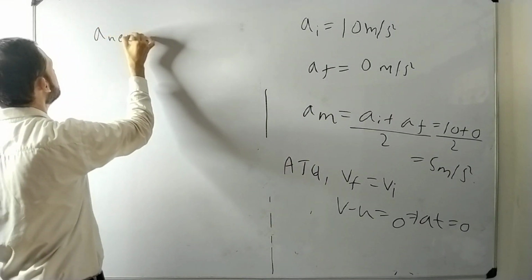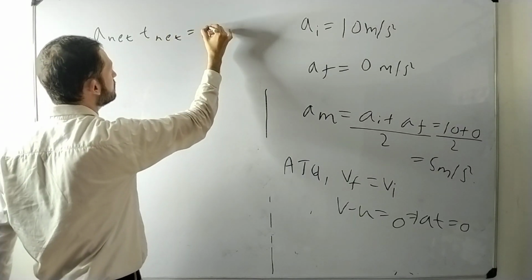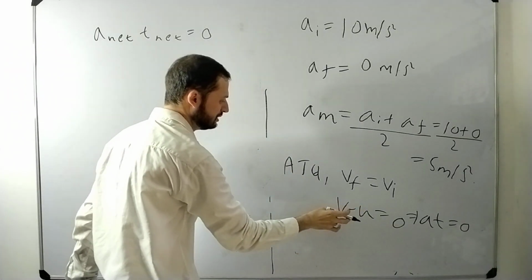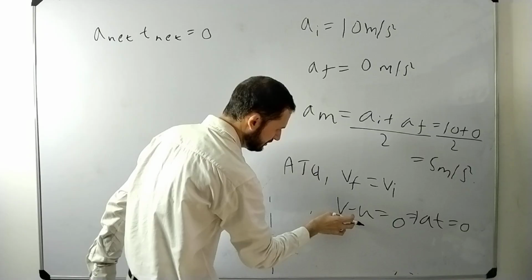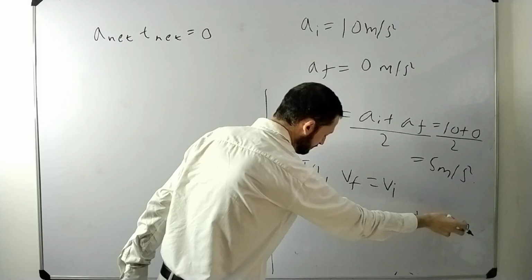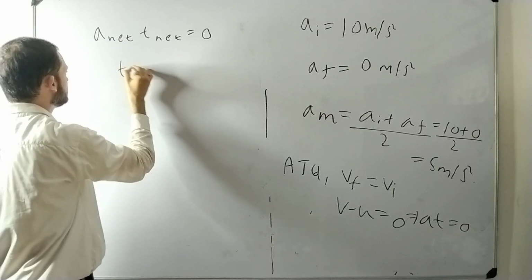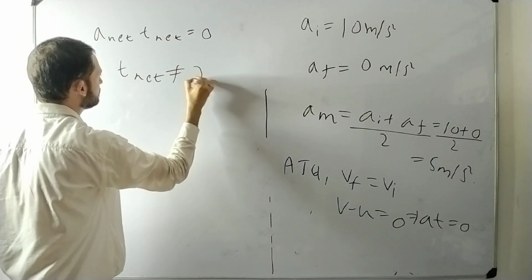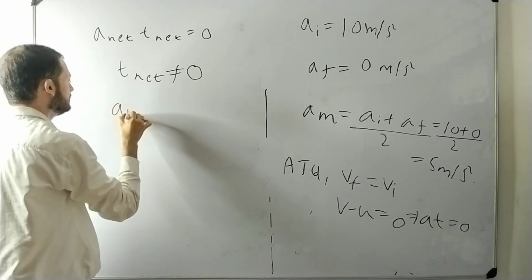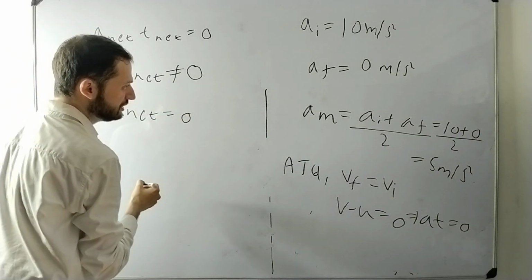T net should be equal to 0. Because why? V minus U. It is given that the final velocity happens to be equal to the initial velocity, and it is A T equal to 0. So A net is such that T net cannot be equal to 0. Time cannot be equal to 0. So what is 0? A net is equal to 0. And what is A initial here?